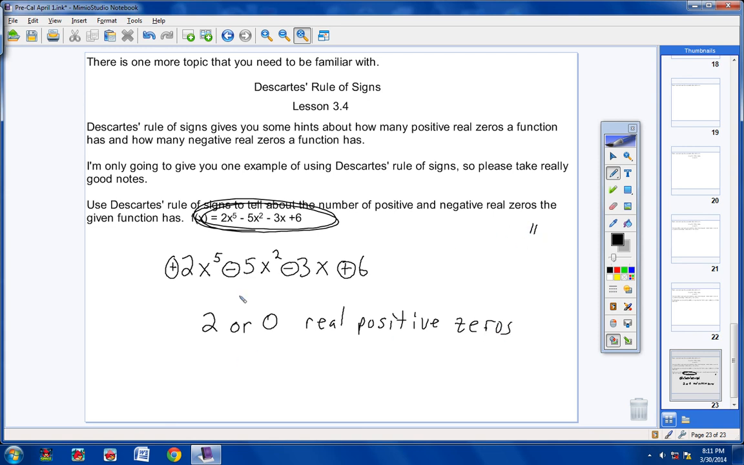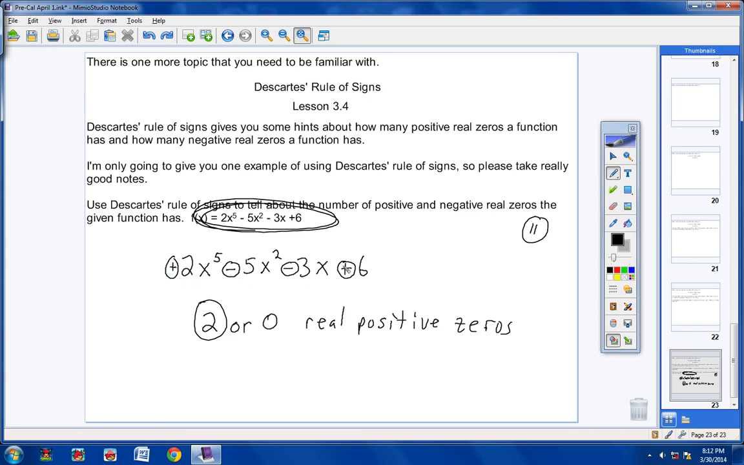Now, how did I get 2 or 0? Well, you already noticed the sign changes going across. There were 2, so that's where the 2 came from. And then what you always do is keep subtracting the number 2. I don't care what the number is. You subtract 2 over and over until you come to 0 or until you come to a negative number.